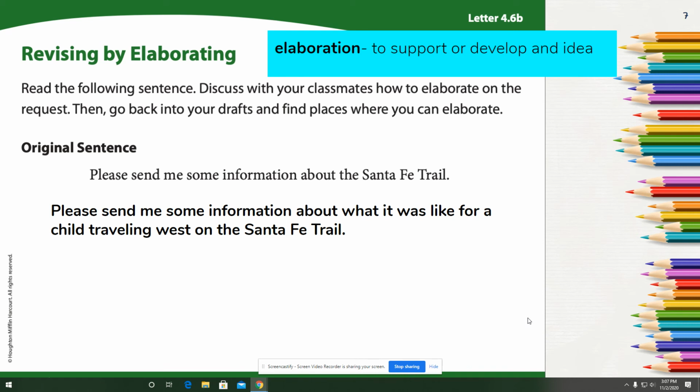This is how I would revise this sentence. Please send me some information about what it was like for a child traveling west on the Santa Fe Trail. The new sentence is more skillful than the original request. It's polite, and the new request includes more detail so that the reader can understand the specific request being asked. Revising means to make decisions about your writing. Can your sentences in your letter be combined, rearranged, or elaborated upon?